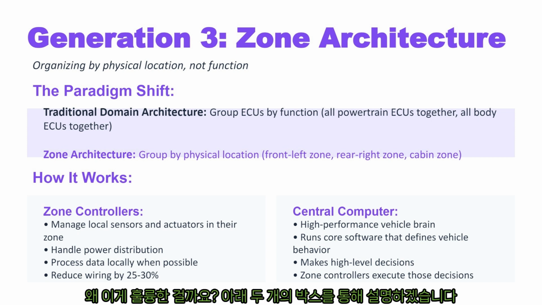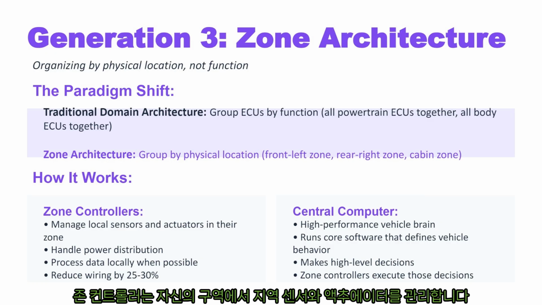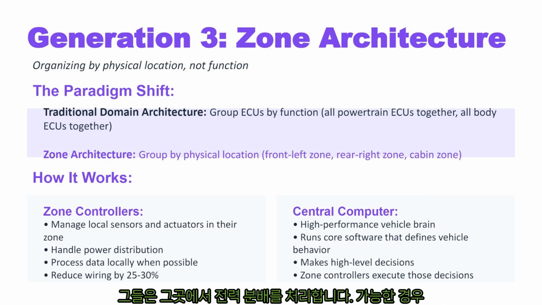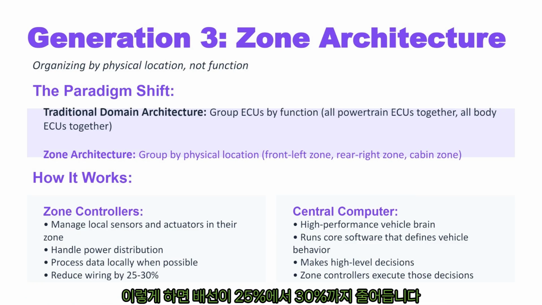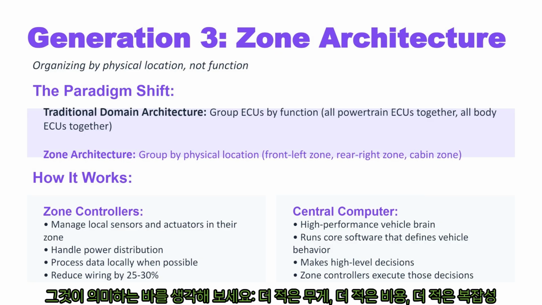Why is this brilliant? Let me explain with the two boxes at the bottom. Zone controllers manage local sensors and actuators in their zone. They handle power distribution right there locally. They process data locally when possible. No need to send every sensor reading to a central computer. And this reduces wiring by 25 to 30%. Think about what that means: less weight, less cost, less complexity.